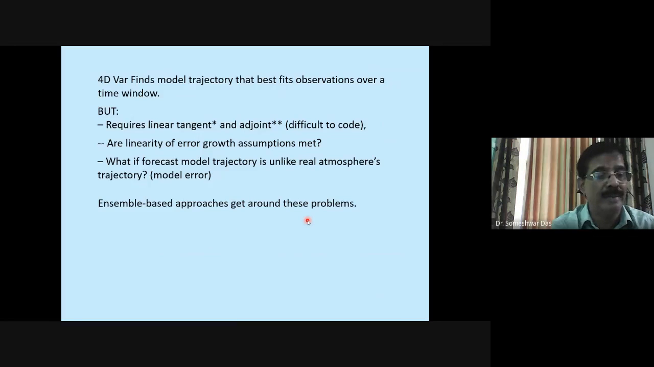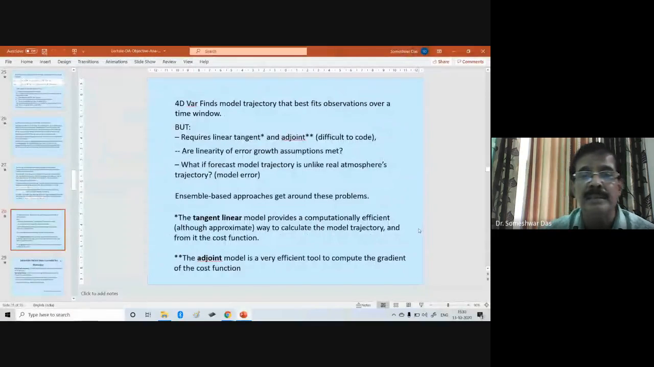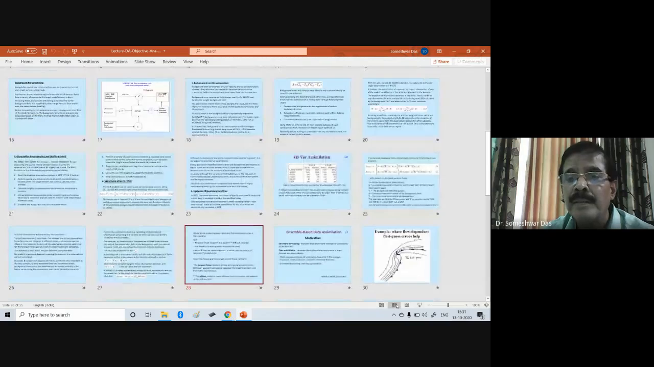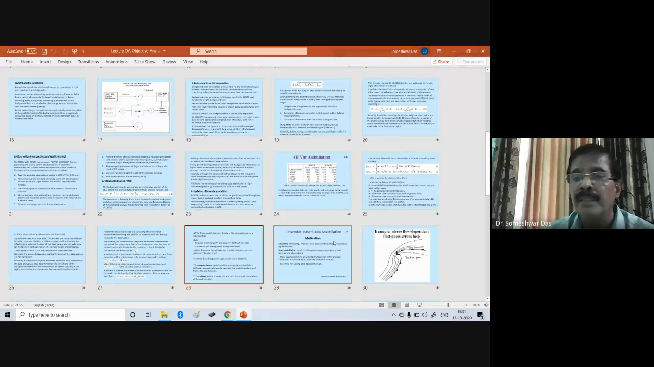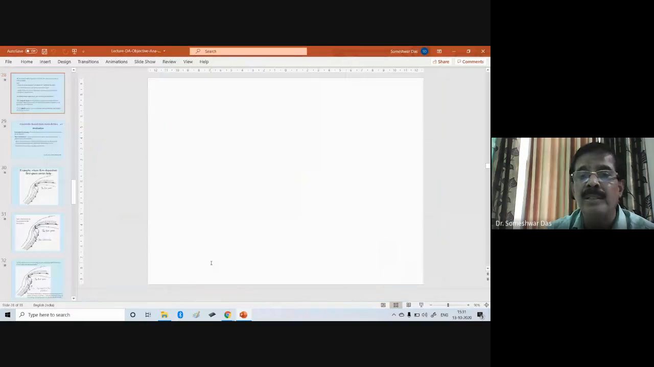Okay, how much time we have left? Can we quickly finish this? Already 3:30, huh? So shall we discuss this tomorrow? Ensemble based. I think there are only one or two slides left for this. Let me see. Yeah, I think better we discuss it tomorrow. Okay, ensemble based data assimilation.